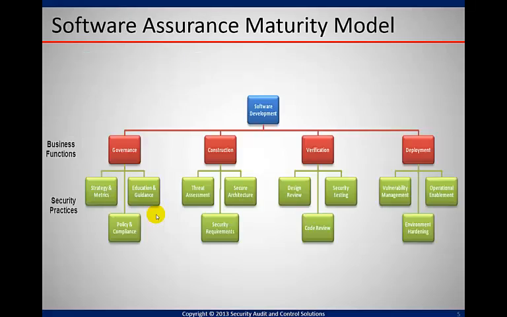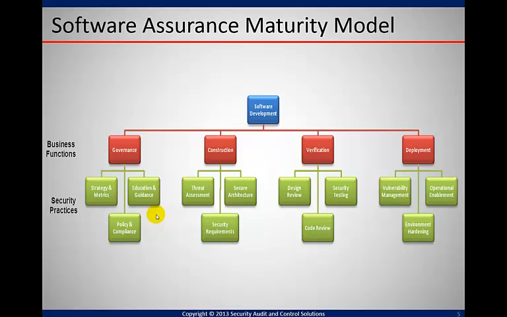Some programming concepts. Now, what I actually do from my side is look at the software assurance maturity model. This is where we look at software development from business functions such as governance, the construction of the software, verification that things are done correctly, and finally the deployment in an environment. In governance, from a security architecture point of view, we can look at strategy and metrics. Metrics meaning we measure how effective we are. We can look at education and guidance, and also policy and compliance.